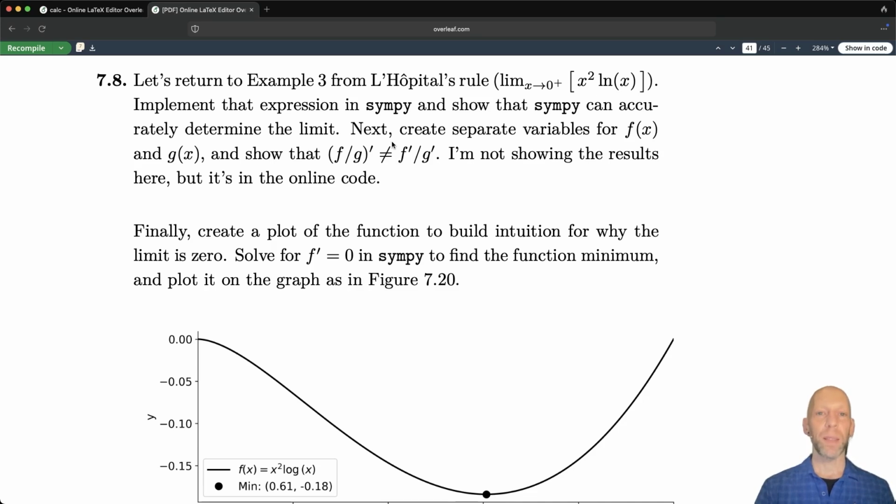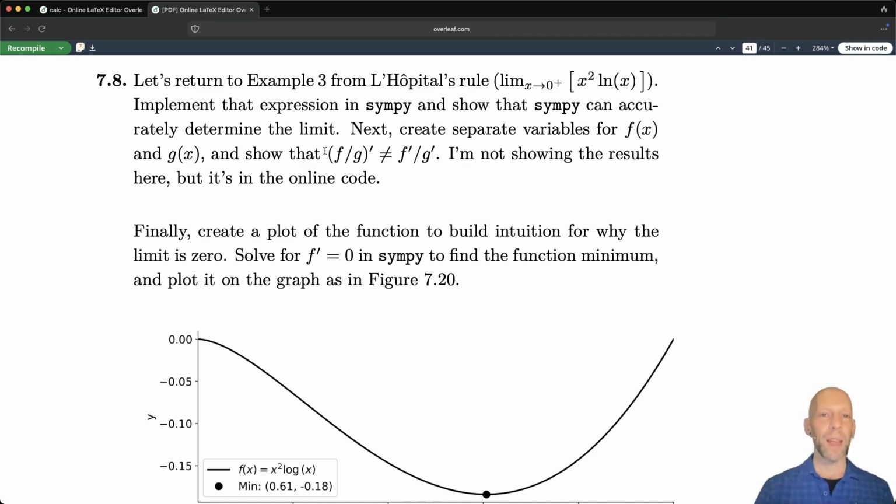Okay, and then you want to create separate variables for f and g, as I discussed earlier in this chapter for applying L'Hopital's rule to this function. And you'll remember from earlier in the chapter that the way that I have written out this function here is not actually valid for L'Hopital's rule because we need a ratio of functions. So in the book chapter, I discussed how to transform this function here, x squared times the natural log of x, so that we actually can use L'Hopital's rule.